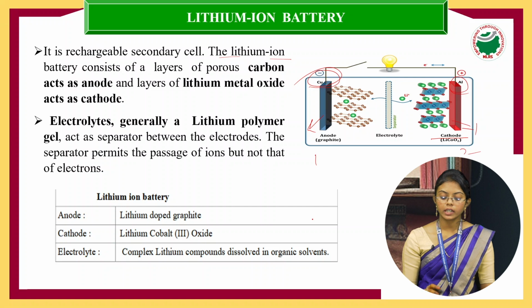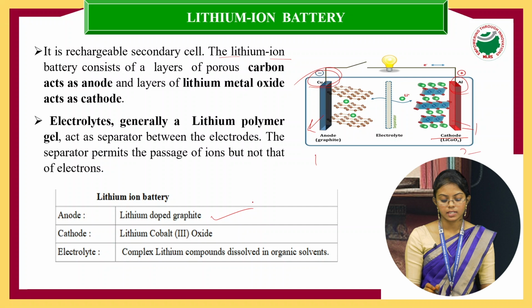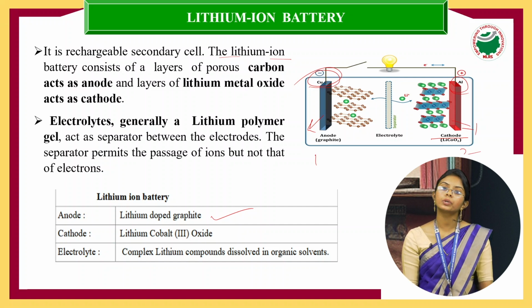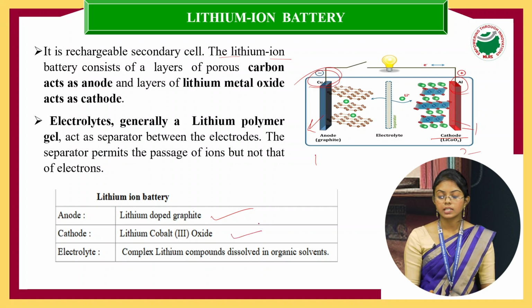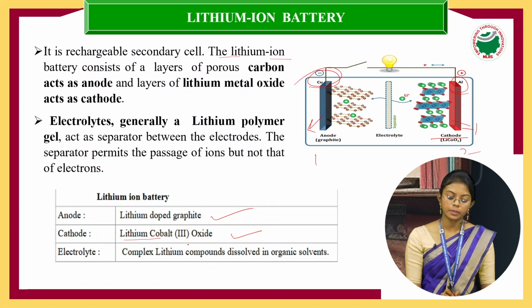Now, what is the anode here? Here the anode is lithium doped graphite. That means we have a graphite sheet on which lithium is doped. That is the anode. Next, coming to the cathode, the cathode is lithium cobalt oxide. Metal oxides are used as a cathode here. So this is your cathode and this is your anode.